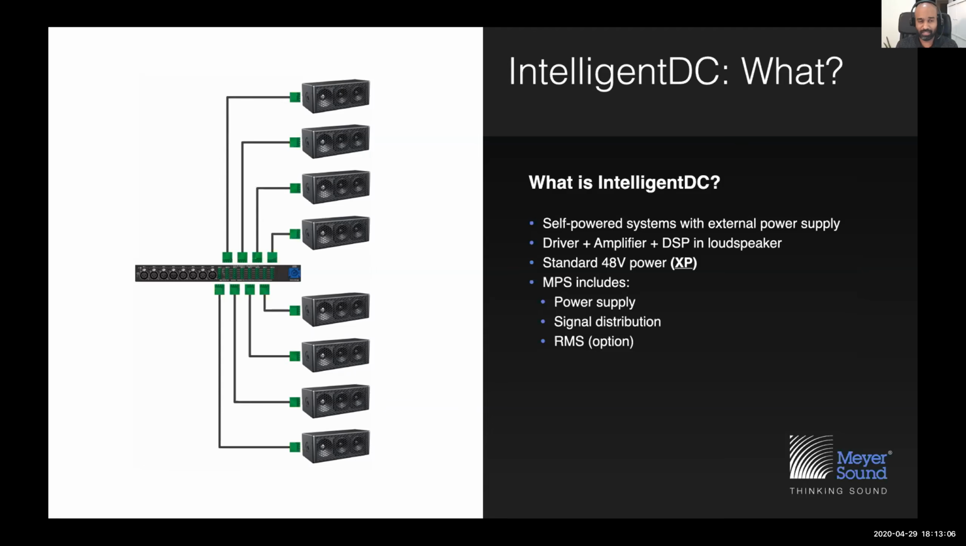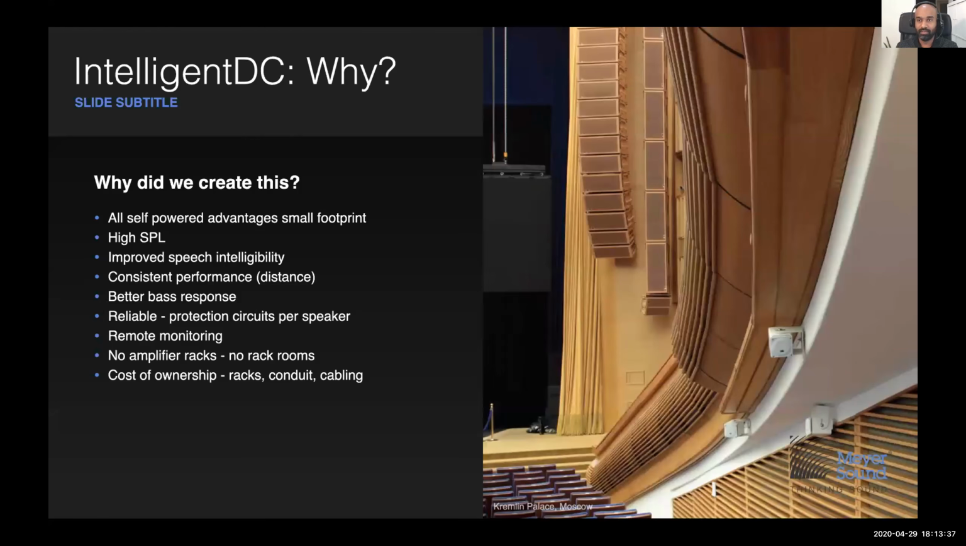So how do you identify this? If the loudspeaker model ends with an XP, that is an intelligent DC product and can be powered using any of our MPS power supplies. So why intelligent then? What's so intelligent about it? Well, the MPS doesn't just power up the loudspeakers, but we are also able to do signal distribution, and we're able to remotely monitor every output of the MPS with an optional RMS card, which we'll look at in a bit.